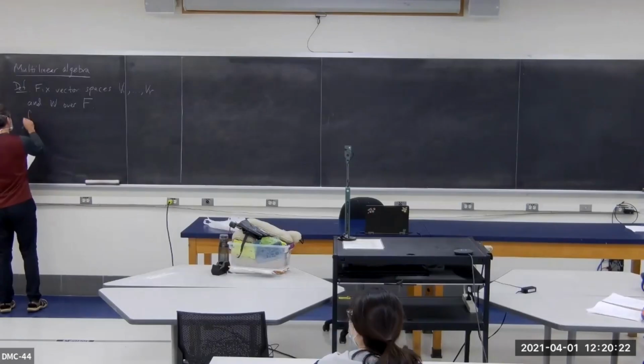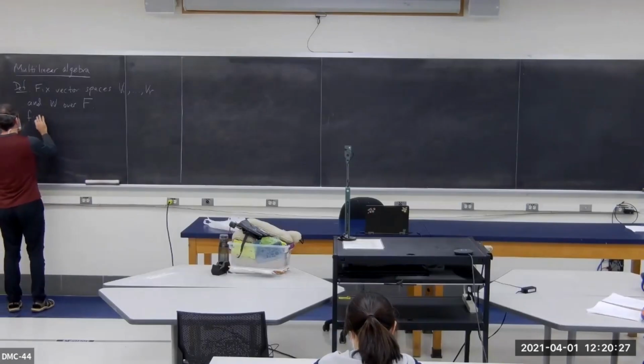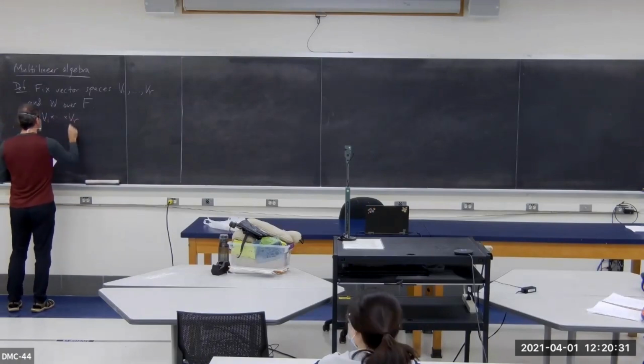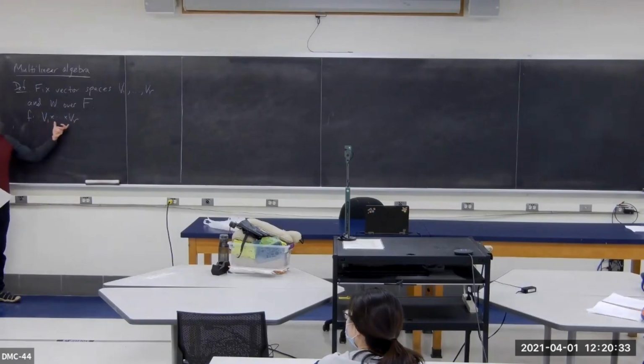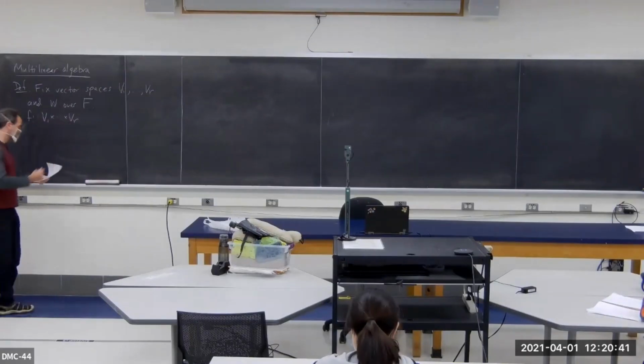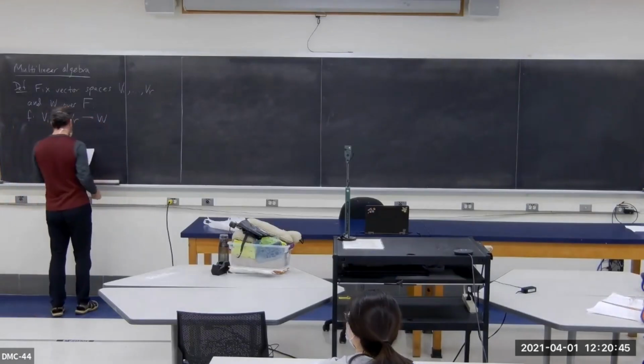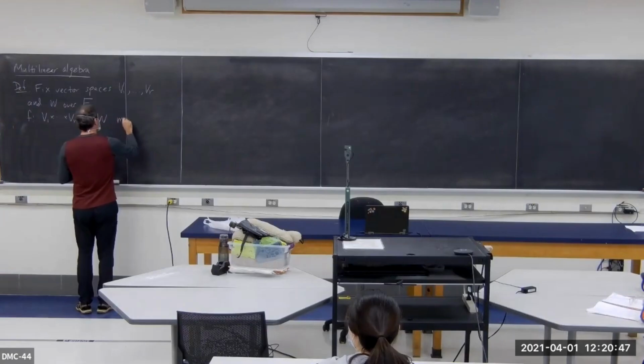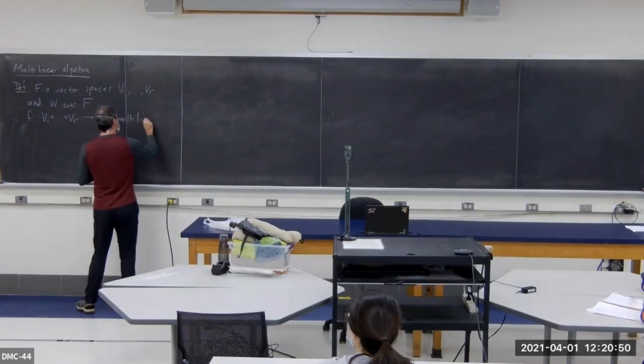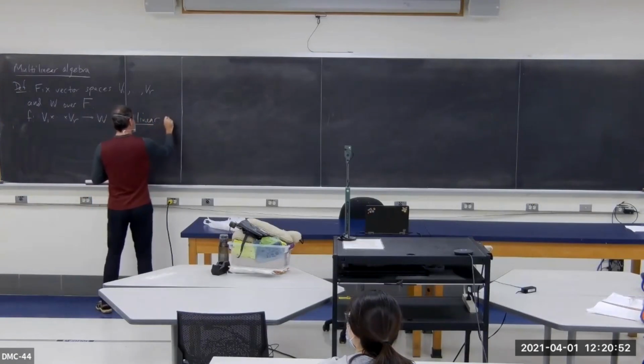So I'm going to say that a function, little f, from the product V1 cross up through VR to W is multilinear if... Remember that the elements of the product V1 up through VR are just tuples where you have an element of V1, an element of V2, an element of V3, and so on. Just to remind you what Cartesian products are.